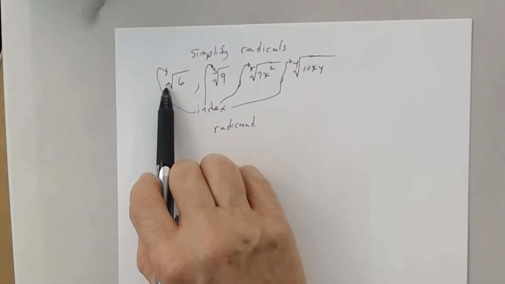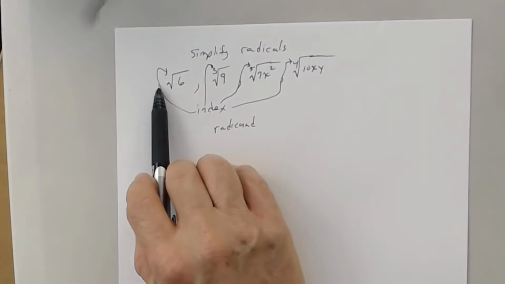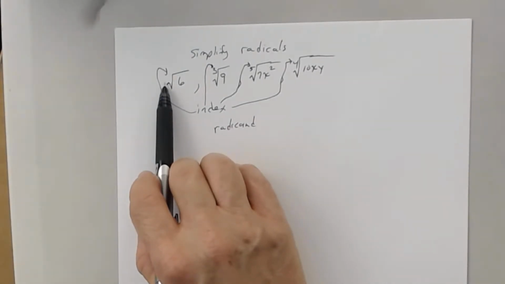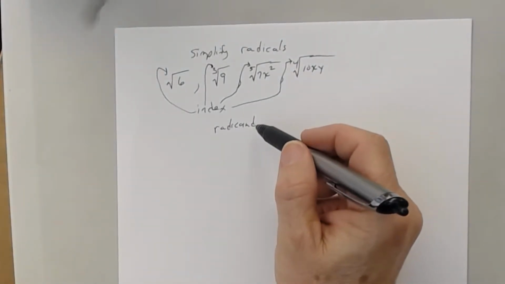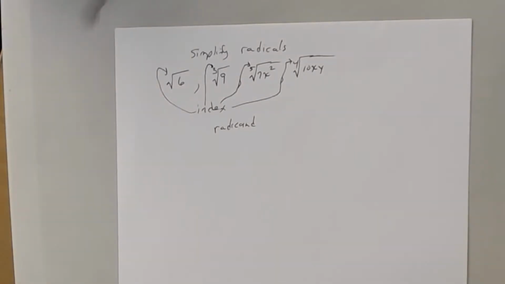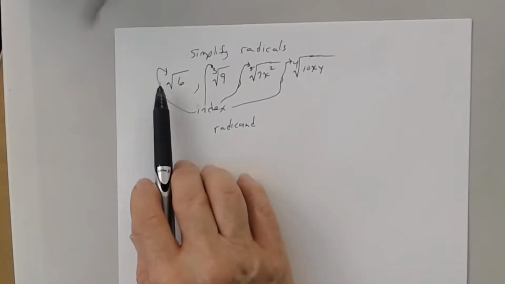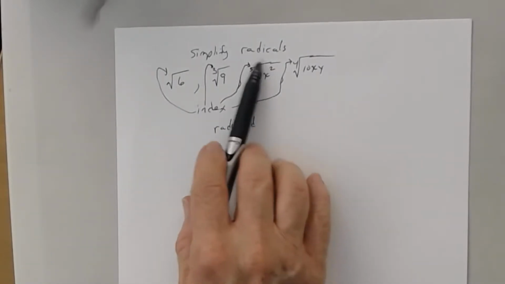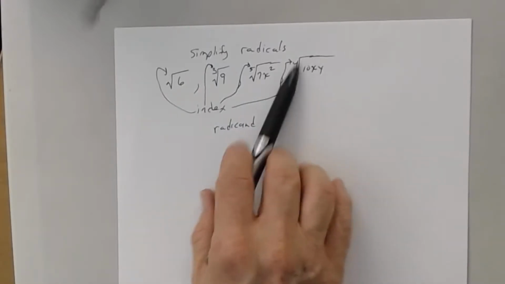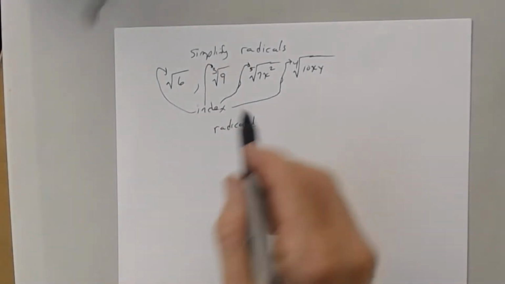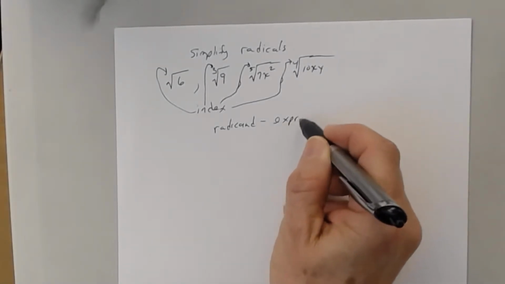Notice this is a 2 because when I read that, I read it as what? Square root. When you think of the word square, what number comes into your mind? 2. So it's square root. So if there's no index there, it's understood to be a 2. Okay? The radicand is that expression that's under the radical. So in this first one I'm pointing to, what's the radicand? 6. What's the radicand? 9. What's the radicand? 7x squared. What's the radicand? 10xy. So the radicand is the expression under the radical.